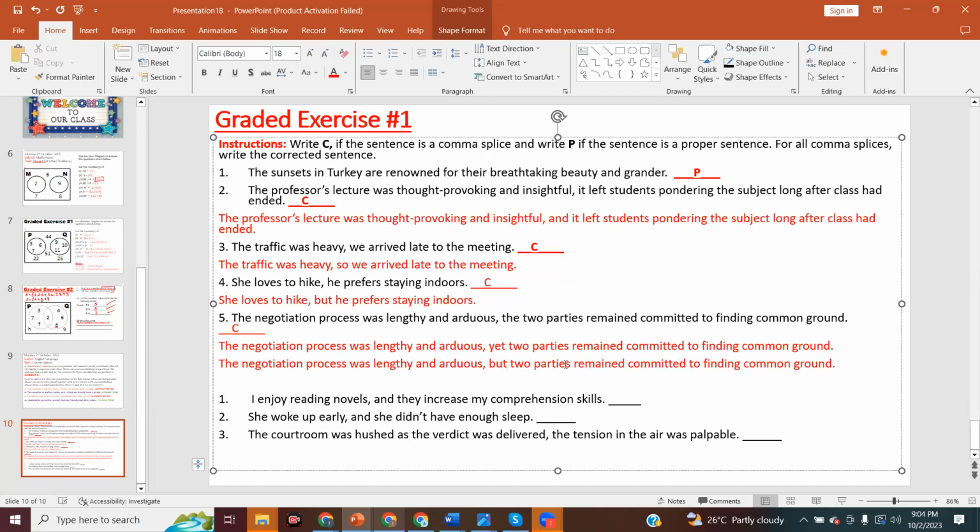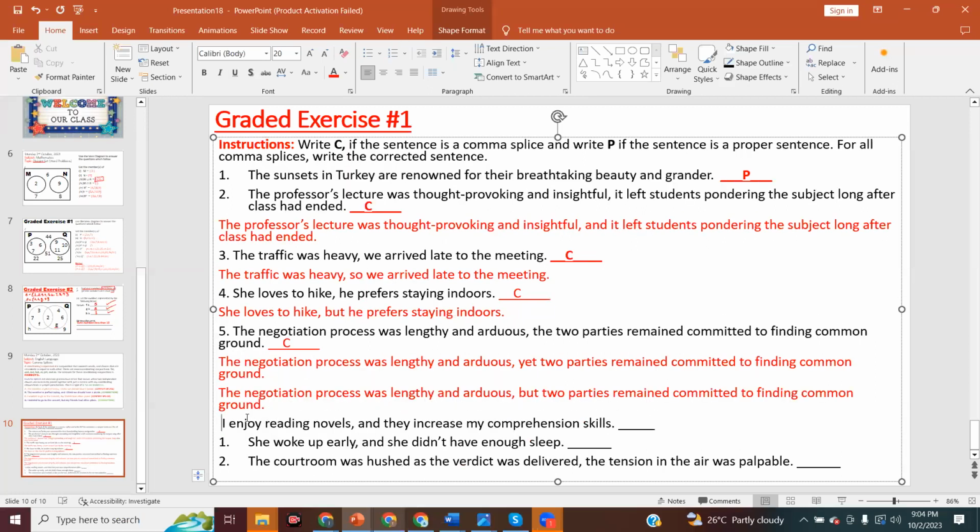Not and. And is not right, because they're trying to make a comparison now. They're trying to say, even though the process was long, the two parties still want to work together. So you can't use and. It's not the right one for that one.